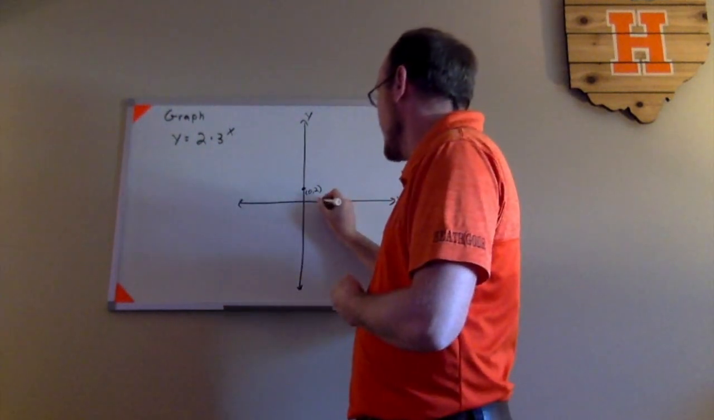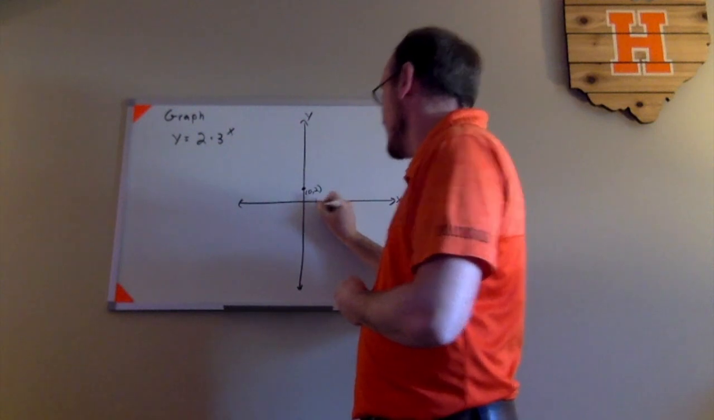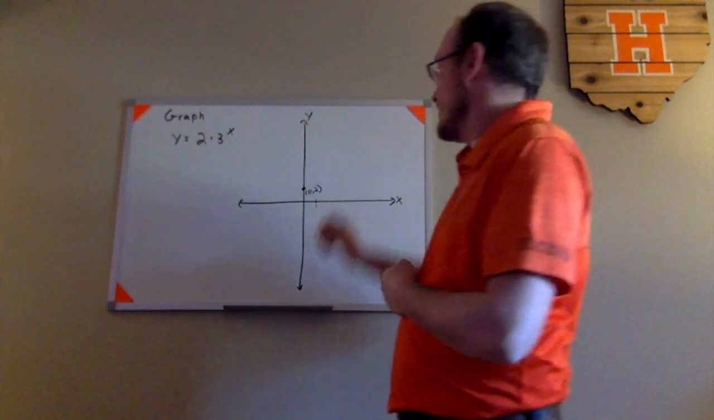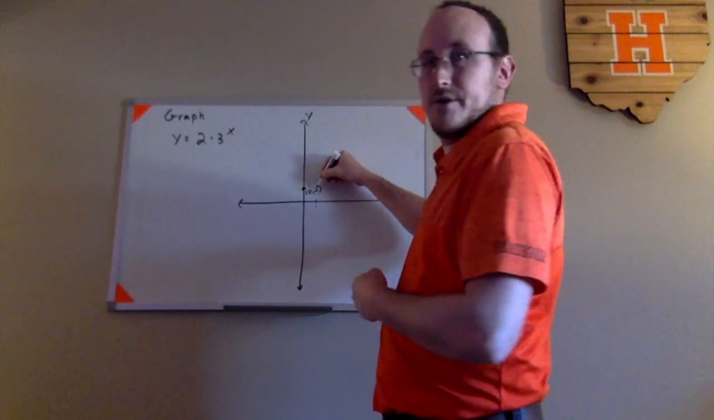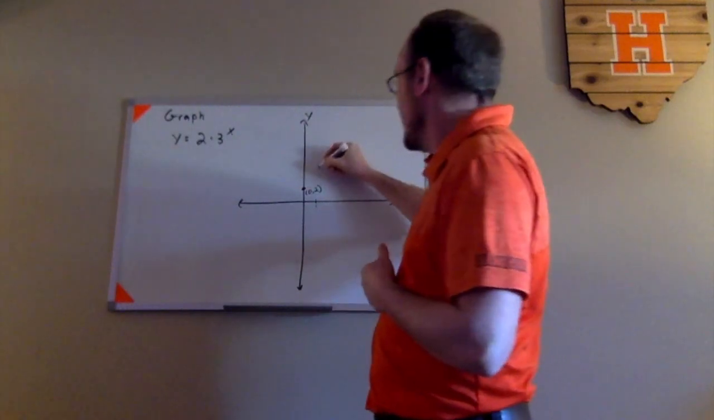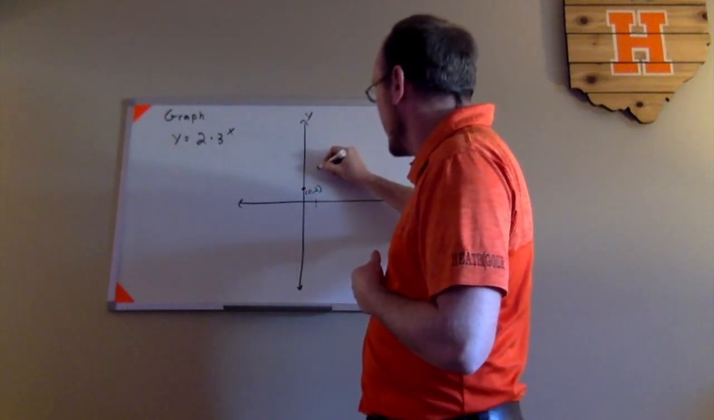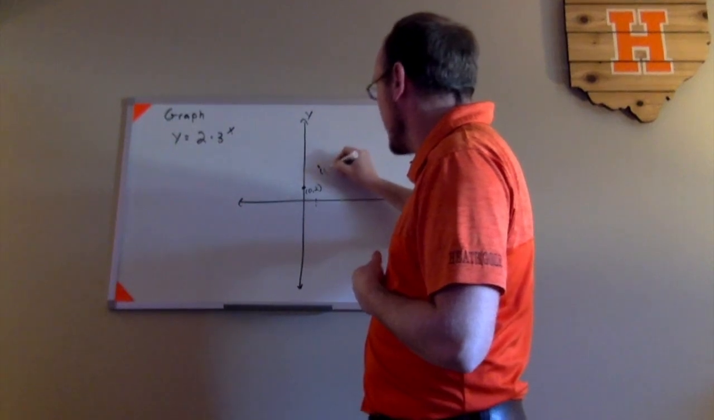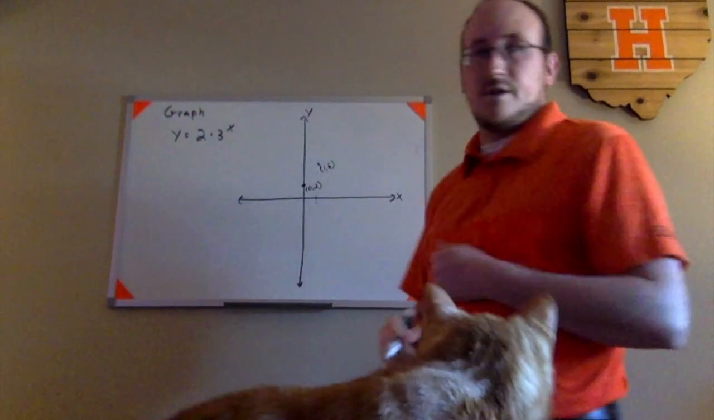So if I move over here, let's say this is an x-coordinate of 1 right there. This y-coordinate of 2 is going to get tripled. It's going to get multiplied by 3. So that point would be, let's say, right here. And let's say that is the point (1, 6). 2 times 3 is 6.